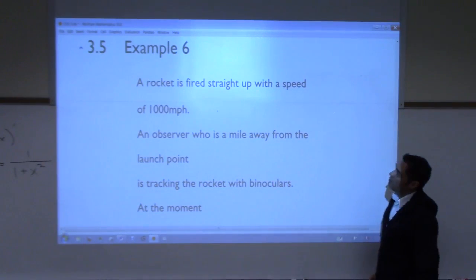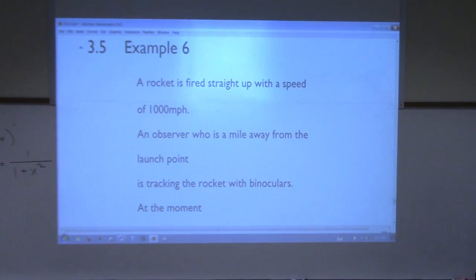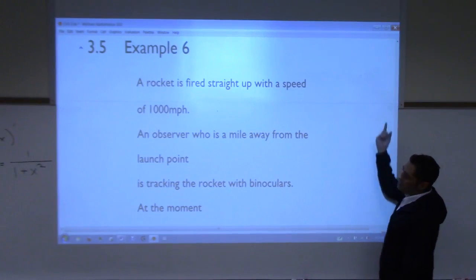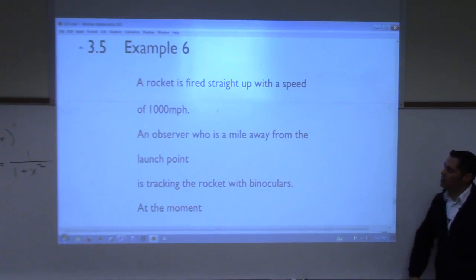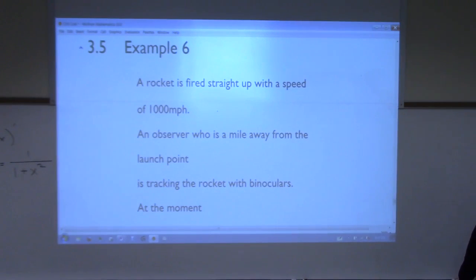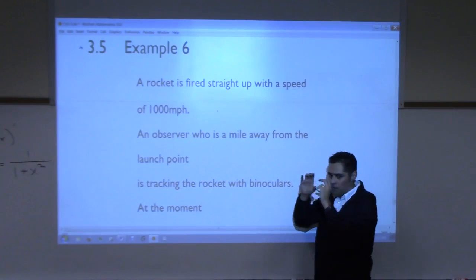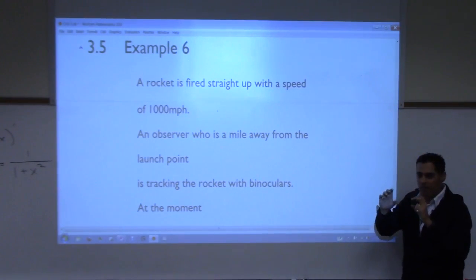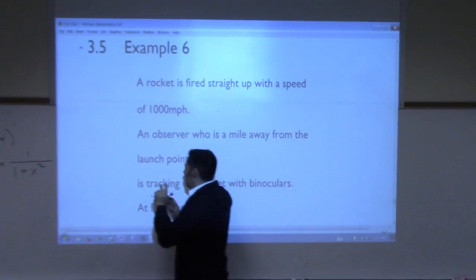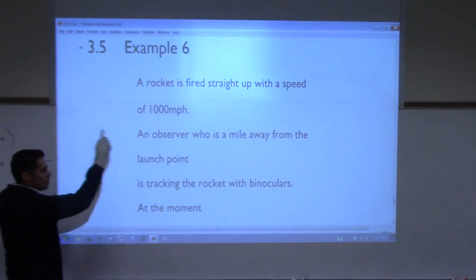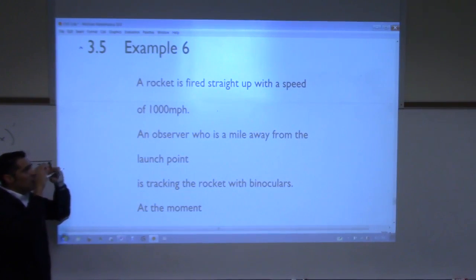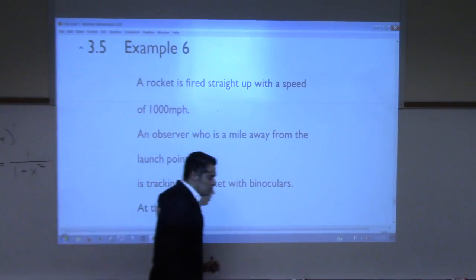A rocket fired straight up with a constant speed of 1,000 miles an hour. So you got this rocket that's flying up, right? Straight up in the air. An observer is a mile away, watching with a pair of binoculars, right? And so we'll put the rocket over there. It starts going up, and this person's got binoculars, and they're following the rocket as it goes up.